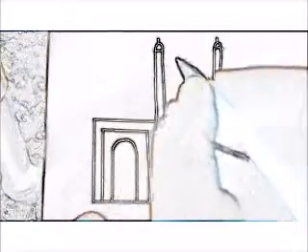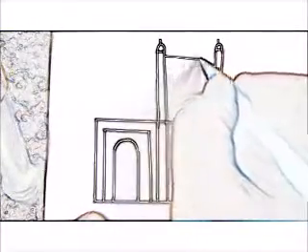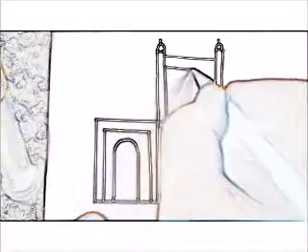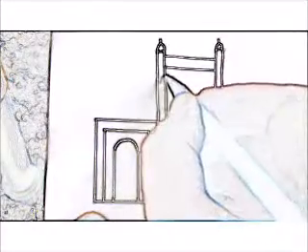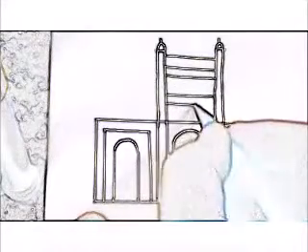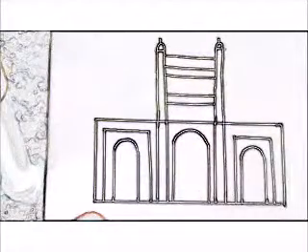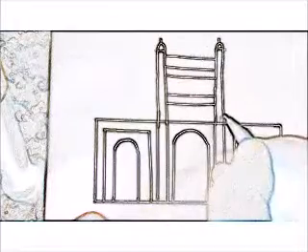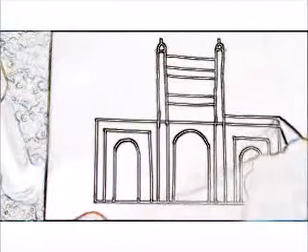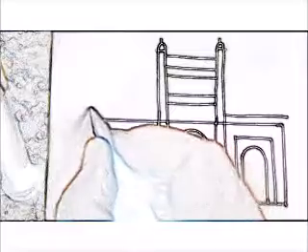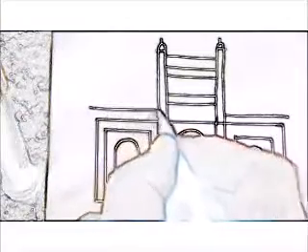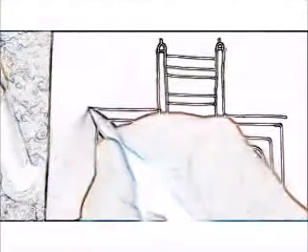Now draw a horizontal line. Draw a line here, another line here, yet another line here, then two lines here. Draw another horizontal line here, extend it a bit. Draw another horizontal line, extend it a bit.